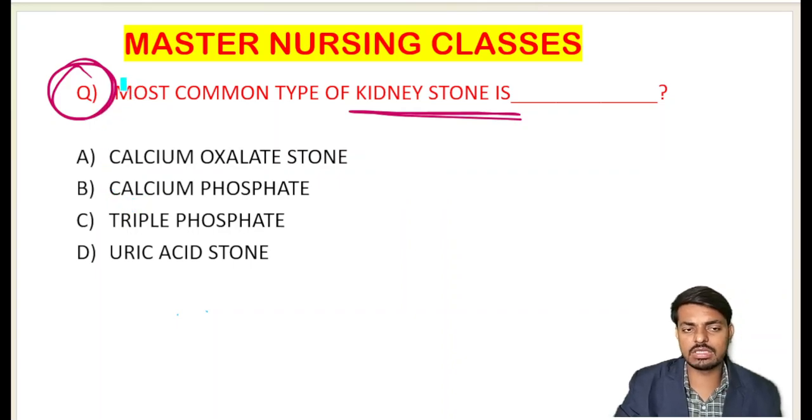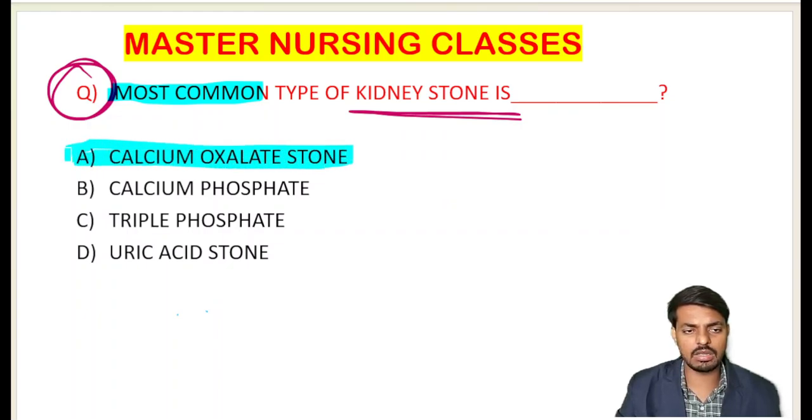So when the examiner asks about the most common type of kidney stone, the most common type is the calcium oxalate stone. Does this question come directly like this in your exams? No, students. Then how will the examiner ask the question? The examiner will ask: where is the highest possibility of the formation of the calcium stone?